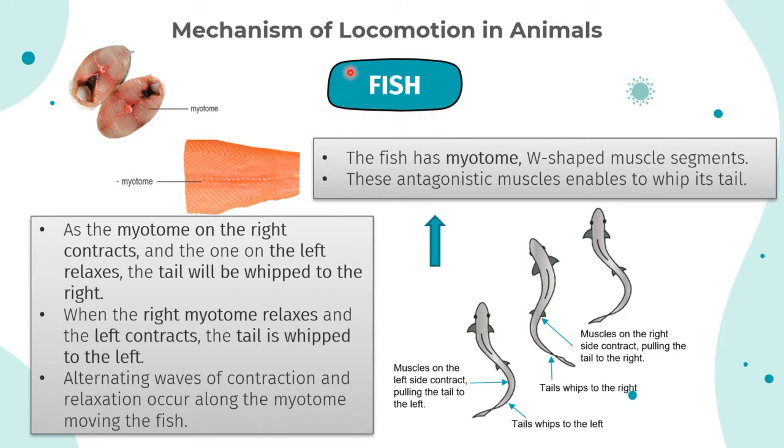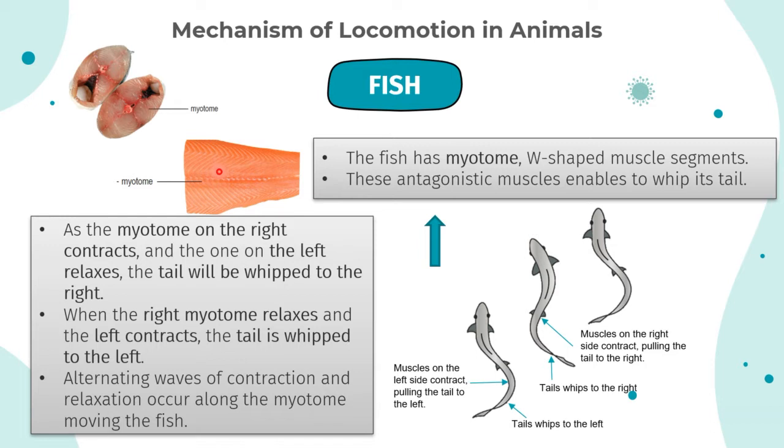For example, fish has myotome. Fish has myotome muscle. Myotome refers to the W-shaped muscle. As you can see from the diagram here, we can see the W shape. The W-shaped muscle segment refers to the myotome. So only fish has myotome.